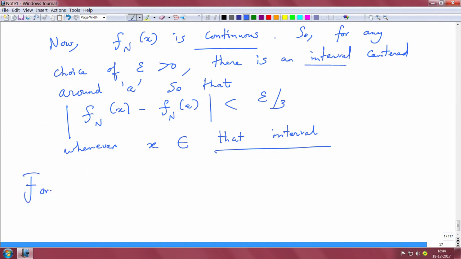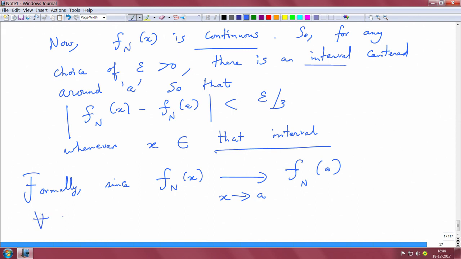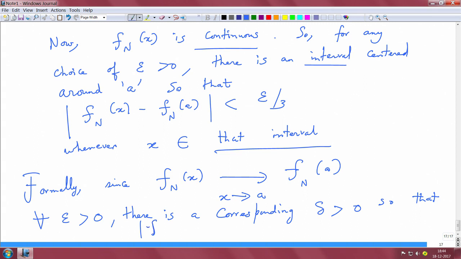So formally, since f suffix capital N of x heads to f suffix capital N of A for x tending to A, for every epsilon greater than 0, there is a corresponding delta greater than 0, so that the absolute value of Fn of x minus Fn of A is strictly less than epsilon upon 3 whenever mod x minus A is less than delta.